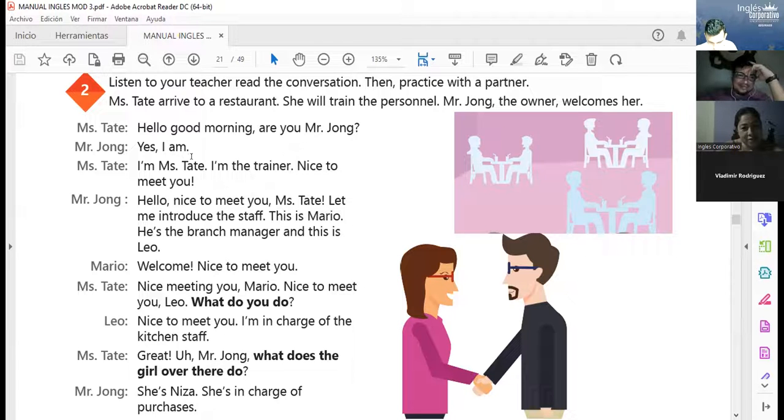Leámoslo nuevamente para que escuche el teacher. Empiezo yo. Bien.